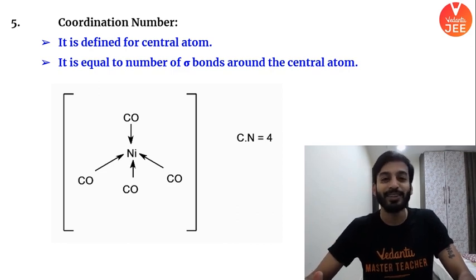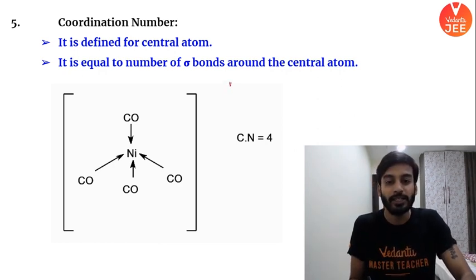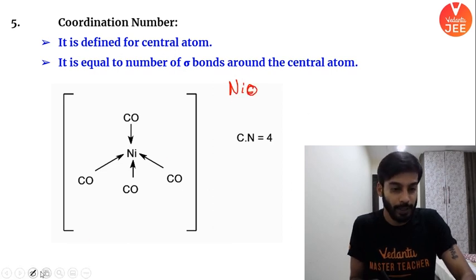Next up, coordination number. Very easy. How many sigma bonds are formed with the central atom? Best example, Ni(CO)4. Oh, I'm so sorry. Let me correct it.